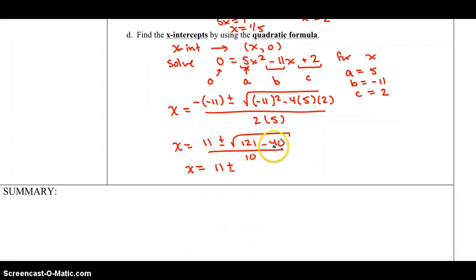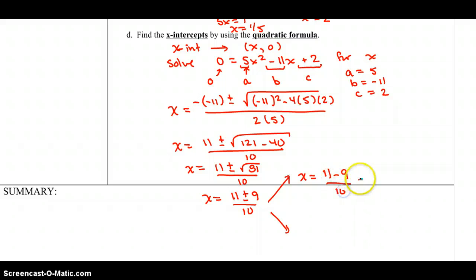Alright, so under the radical, 121 minus 40, we get 81. And the square root of 81 is 9. Okay. So now, this plus and minus gives us our two answers. So one of these answers is going to be 11 subtract 9 over 10. So that gives us 2/10, which reduces to 1/5. And our other answer, we're going to get 11 plus 9 over 10, which gives us 20 over 10, which gives us 2.